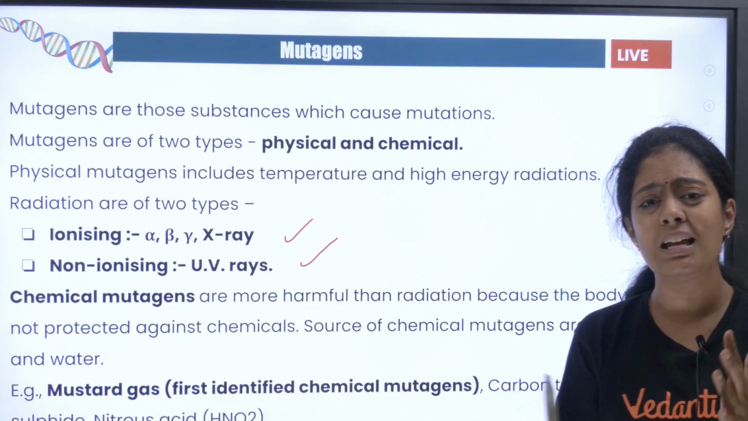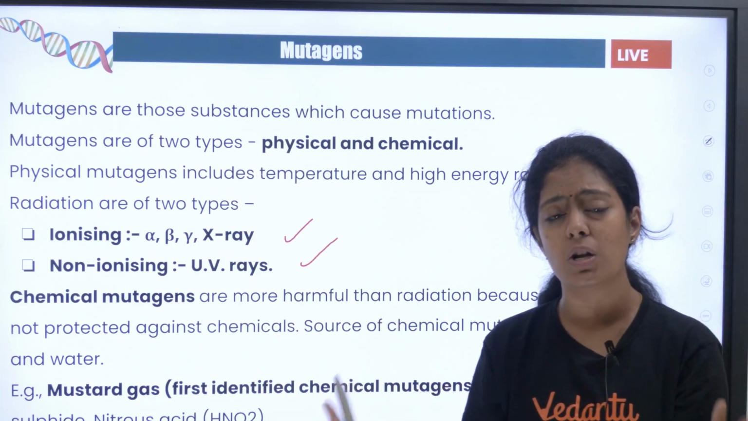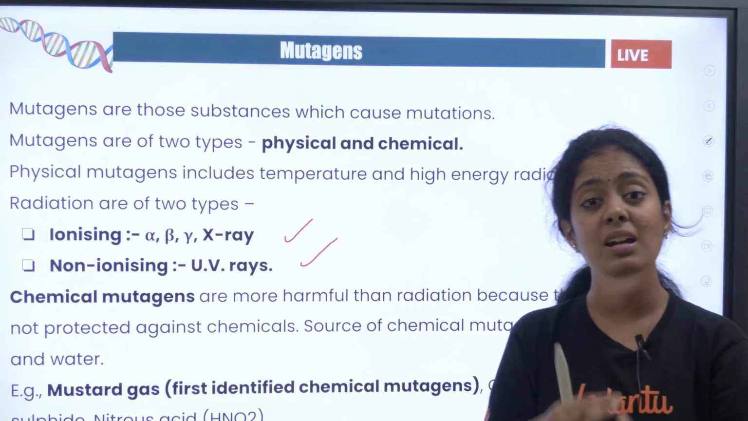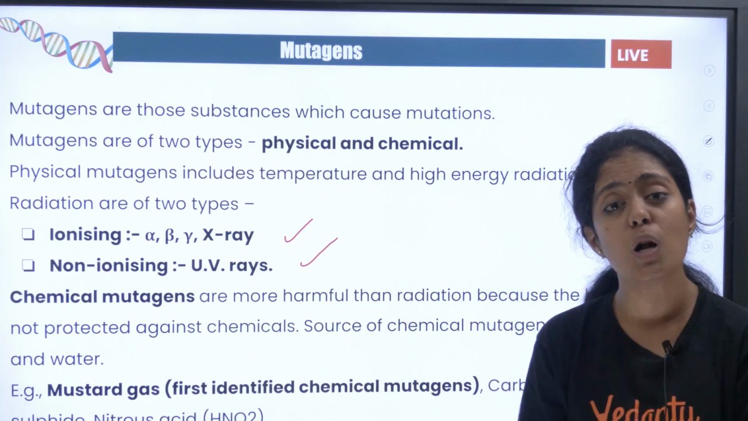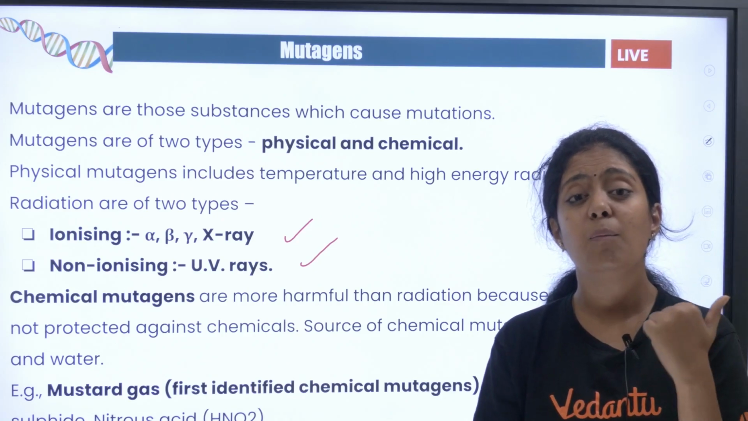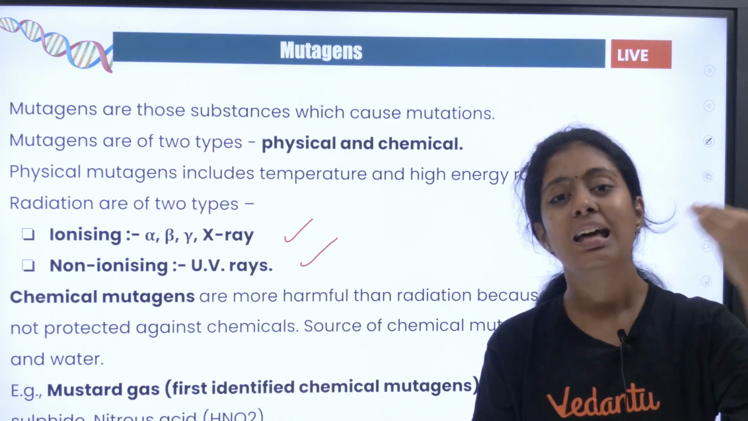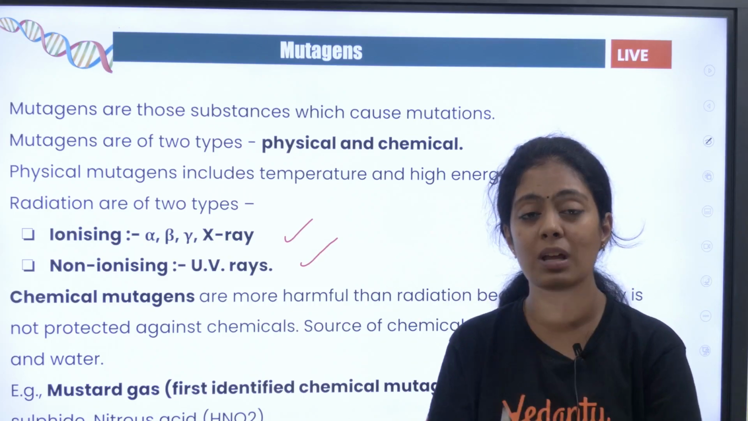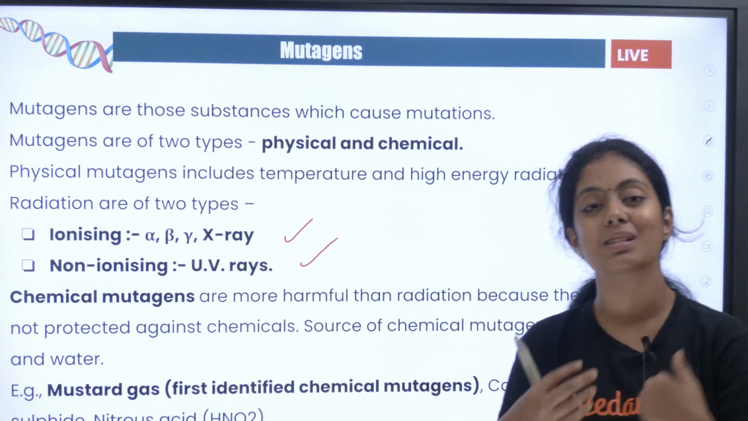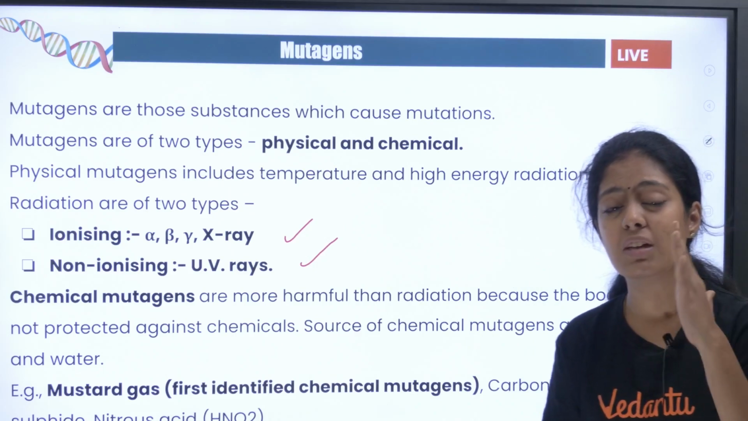Okay, so these UV rays have become a very potent mutagen, because nowadays we are all exposed to a lot of UV rays. Okay, why? Because there is an ozone layer depletion, and that's resulting in more and more UV rays to penetrate into the Earth's atmosphere. Okay, then you have chemical mutagens.